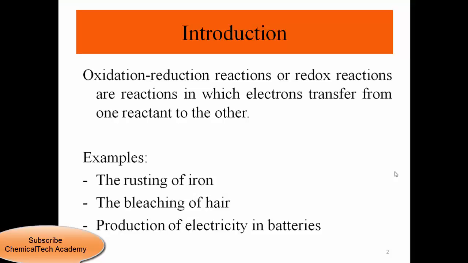So what is oxidation reduction reaction? Oxidation reduction reactions or redox reactions are reactions in which electrons transfer from one reactant to the other. So as you know, reactant is the substance that's reacting. So one reactant is gonna transfer its one electron or more than one electron to another reactant. If something like that happens, we call it oxidation reduction reactions.